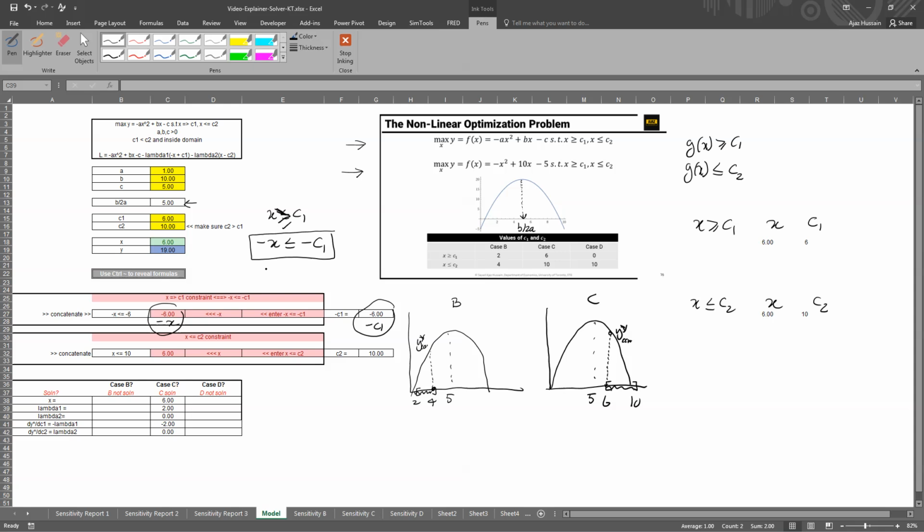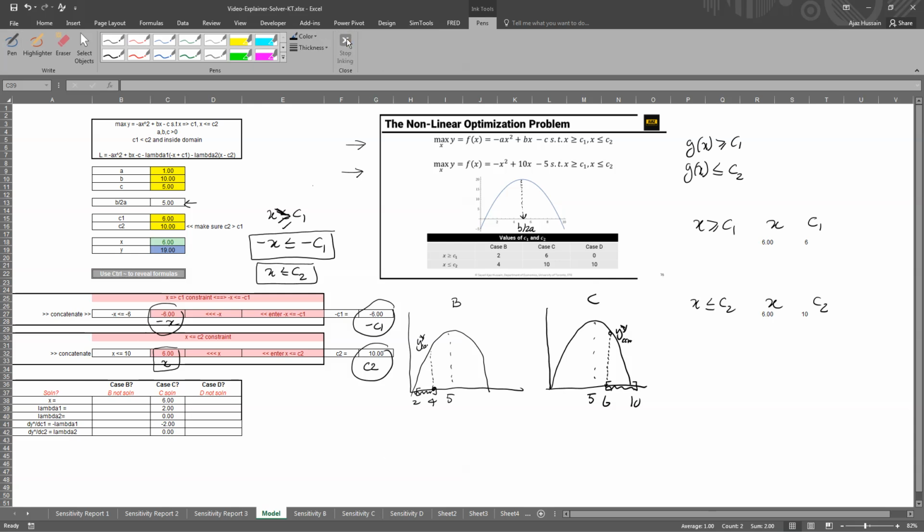And then you also remember that x is less than or equal to c2. So since it's already in the form less than or equal to, you have to make another x. That's equal to, of course, the actual x. And then this is your c2. So let's go back and then solve this particular case, where c1 is 6 and c2 is 10. And now let's see what happens.